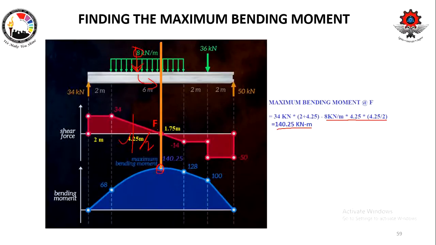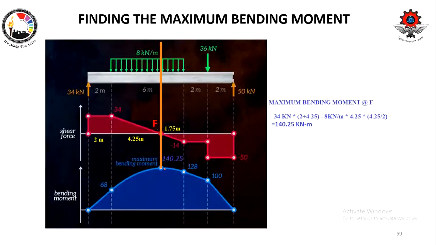So the maximum bending moment at this point is 140.25. You can easily check, it has to exceed the maximum value so far available here, 128. If you are getting a value less than this 128, you have gone wrong somewhere in the calculation. But we have got 140.25, which is definitely greater than 128. So it is the maximum bending moment.